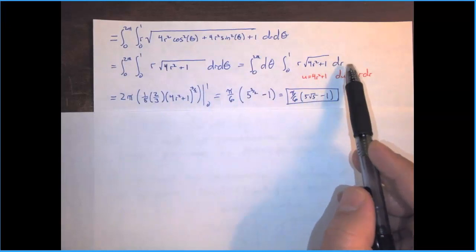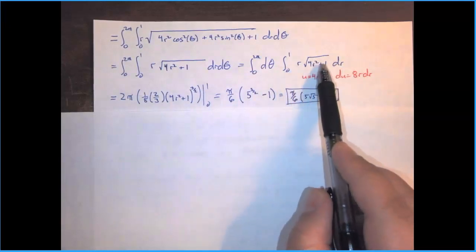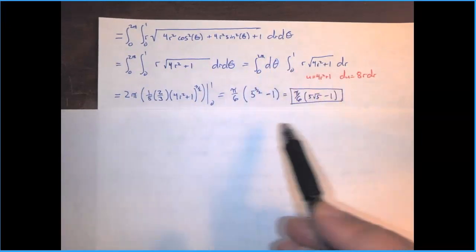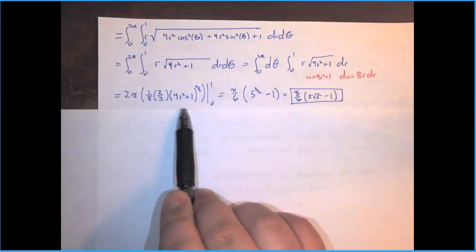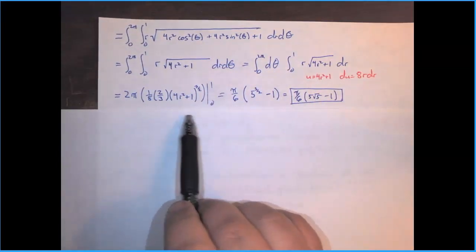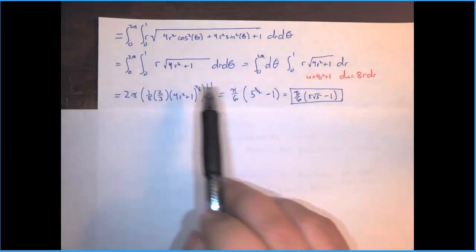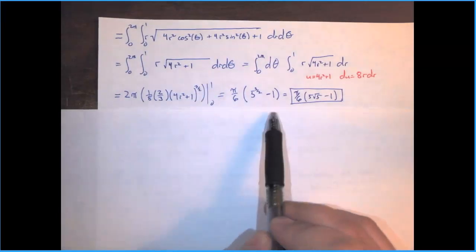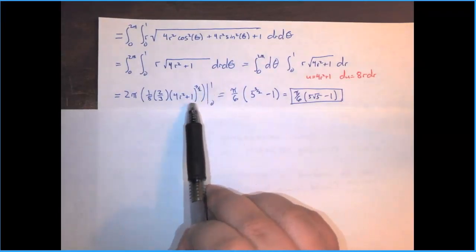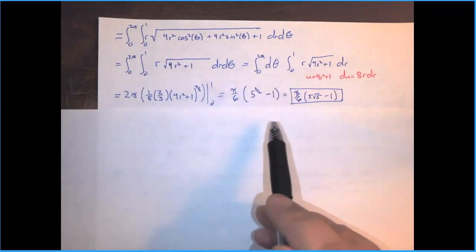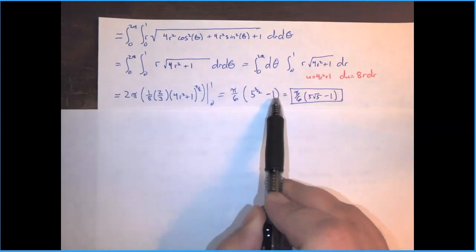Here, if I multiply and divide by 8, I have u to the 1/2 du with a 1/8 out front. Again, this is very similar to the last example. 2/3 times 4r squared plus 1 to the 3/2. If I plug in 1, that's going to give me 5 to the 3/2. If I plug in 0, that's just going to give me 1 to the 3/2. But 1 to the 3/2 is 1.